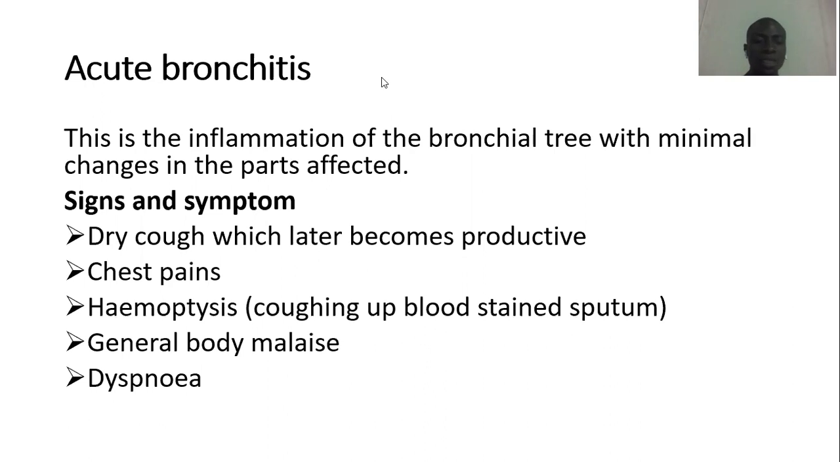The common signs and symptoms are a dry cough, which later becomes productive. There are chest pains as a result of the inflammation taking place, and the coughing is a result of the inflammation of the bronchial tree. There's also coughing up of blood-stained sputum, generalized body malaise and weakness, and dyspnea.